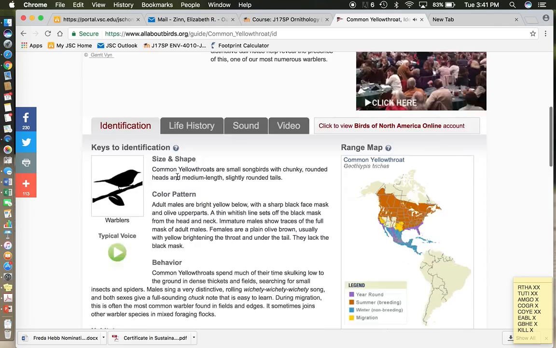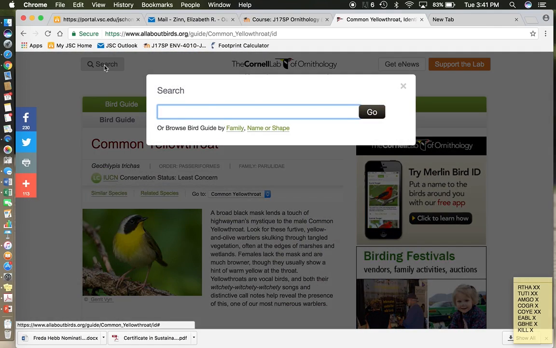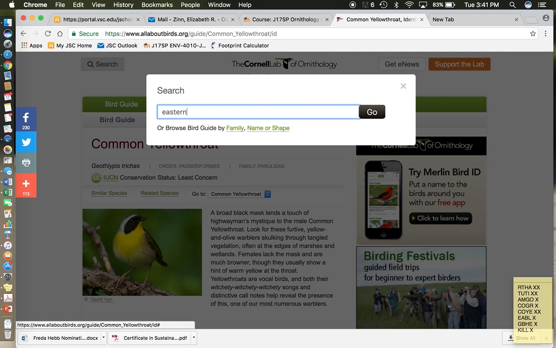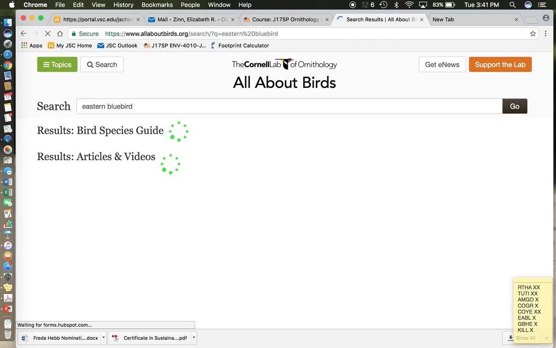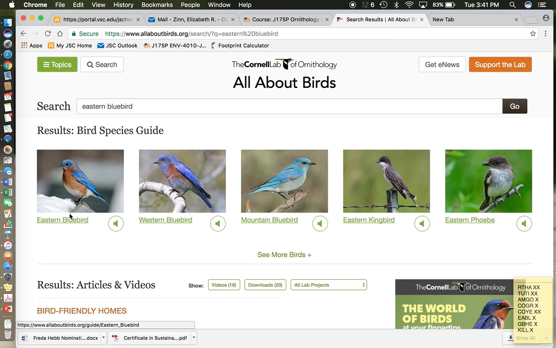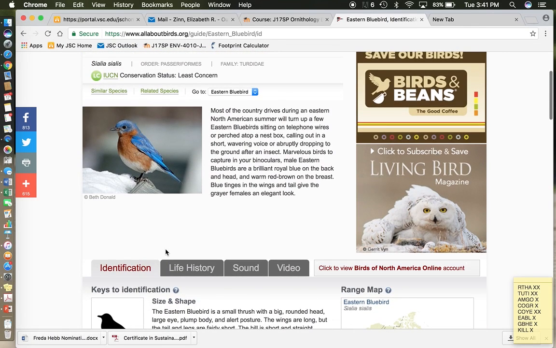Okay, so that's the common yellowthroat. Now we are going to do a bird that is probably a little more familiar, and that is the eastern bluebird. What a beautiful bird, huh? This is the eastern bluebird. Everyone loves a bluebird. They're very sort of sweet. They have a sweet personality.